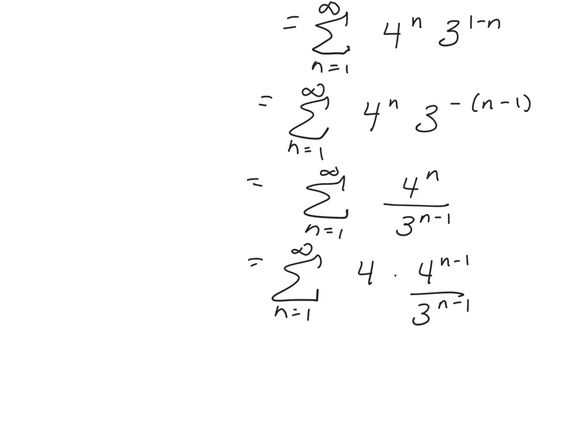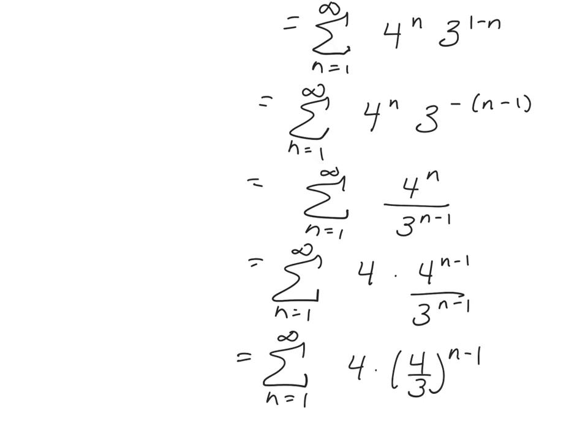And now the 4 and the 3 have the same power, so I can combine them into one term. And it's going to look like 4 times 4 thirds to the n minus 1. What did you do to get 4 times 4? What I did is I took one of the 4's out. You know how when you write, let's do 2 cubed, it's 2 times 2 squared? The same thing here. I took away one of the 4's, so the power went down by 1. Other questions?